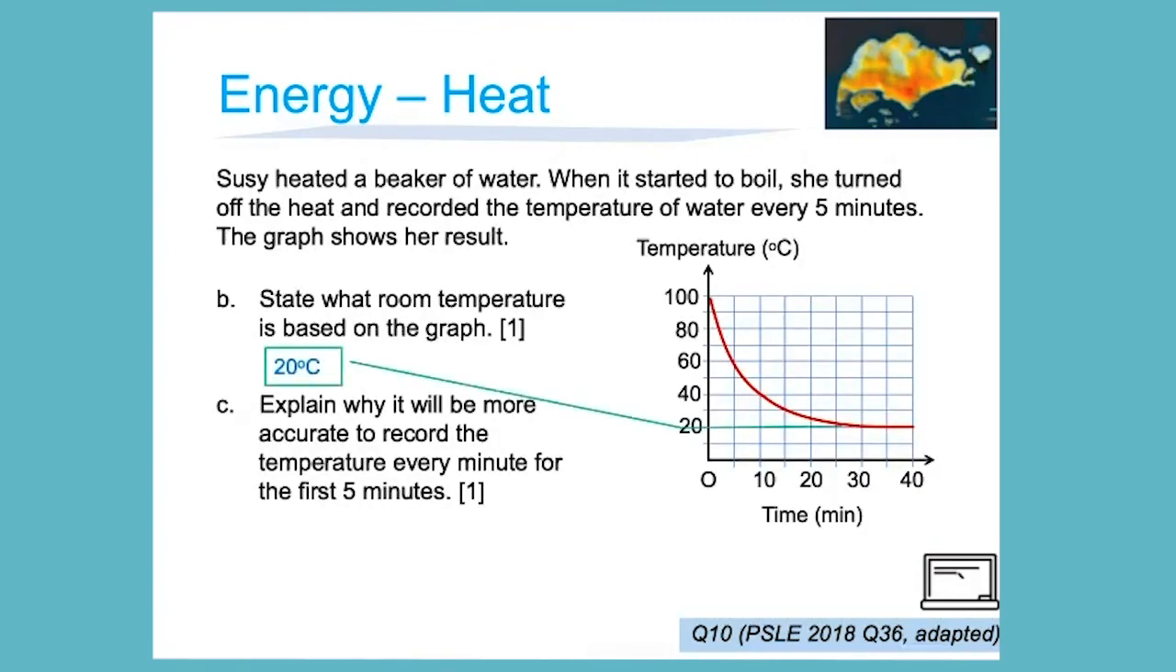Next part, explain why it will be more accurate to record the temperature every minute for the first 5 minutes. The temperature decreased the most quickly.